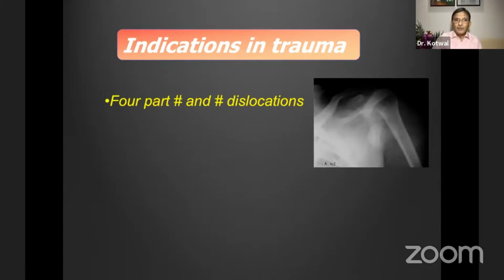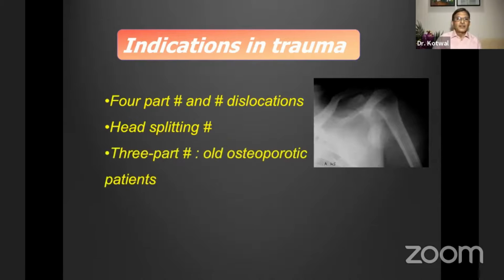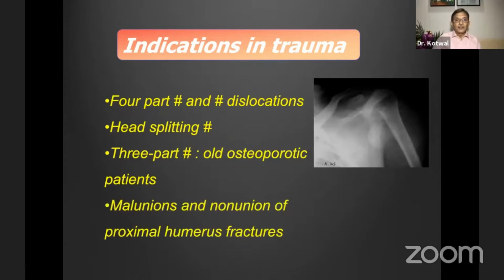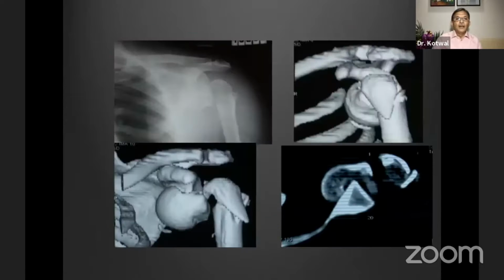So in trauma, what are the indications? Four-part fractures and fracture dislocations, like you see in the picture here, where the head of the humerus is lying in the axilla. Head splitting fractures, which cannot be reconstructed. Three-part fractures, particularly in old osteoporotic patients, and malunions and non-unions of proximal humerus fractures. These are the indications where you would do a replacement.